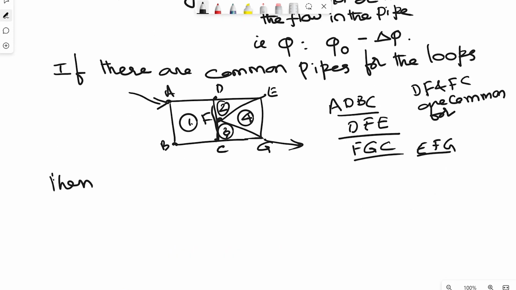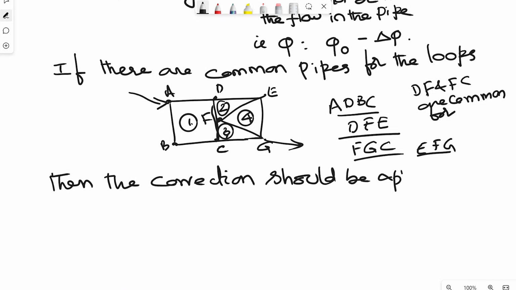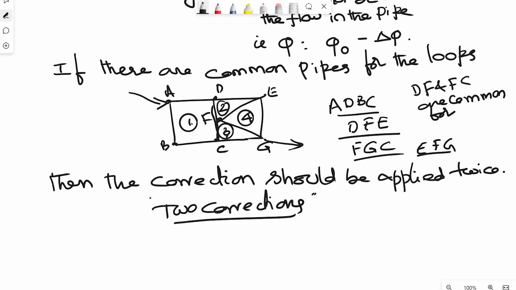Then the correction should be applied twice in such a case. That means two corrections. So this is the only change from the morning. So please add this.